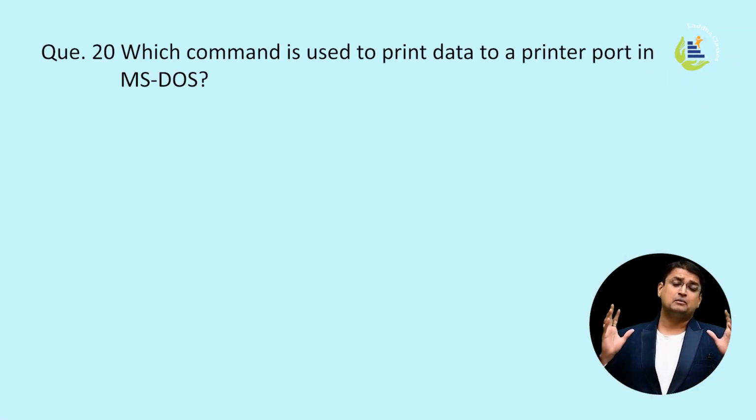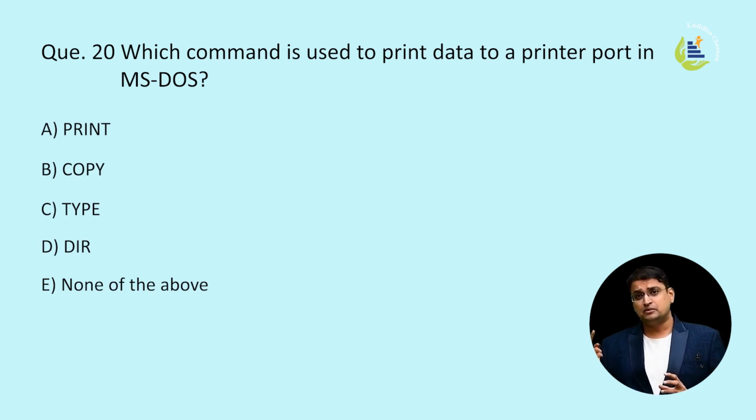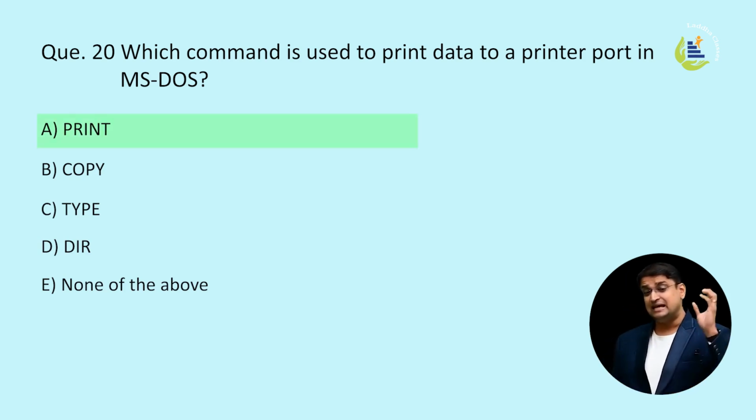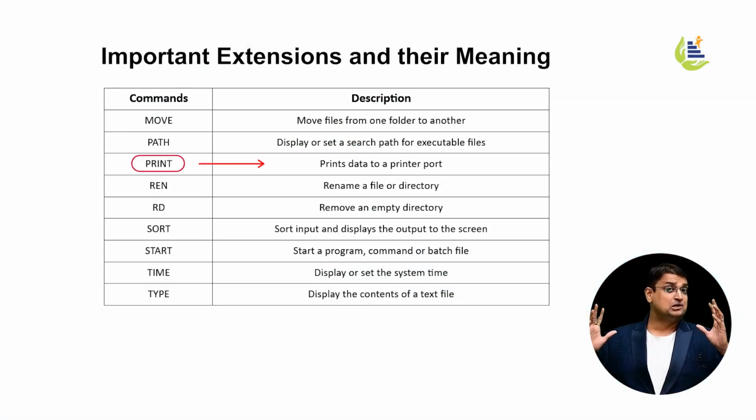Question 20. Which command is used to print data to a printer port in MS-DOS? Options are print, copy, type, dir. None of the above. Correct answer option is A, print. Because the print command is used to send data to a printer from the MS-DOS command prompt.